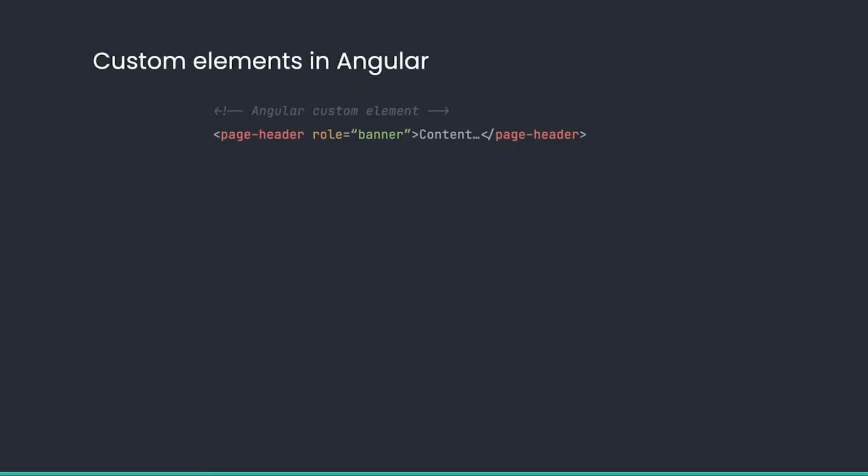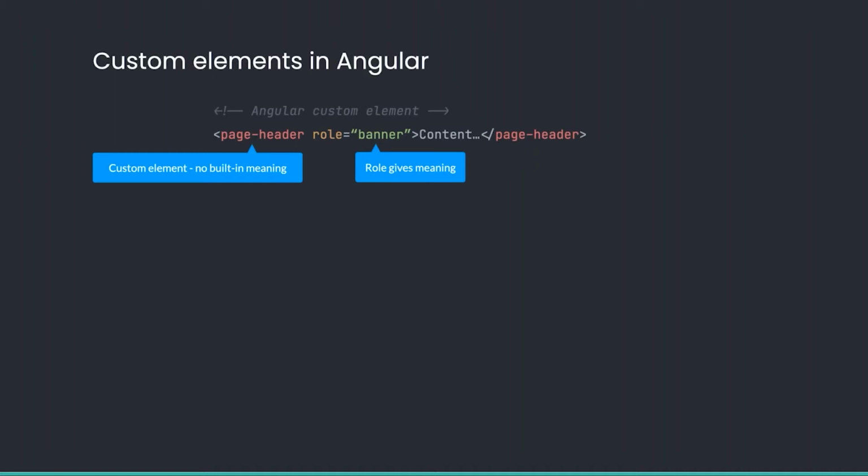We build Contensis using Angular, and that outputs these custom elements here. So that could be anything with a hyphen in, basically. We've called this one a page header. But that doesn't have any built-in meaning. That's exactly like a div to a screen reader. So we use roles and stuff like that to give these custom elements in Angular meaning.